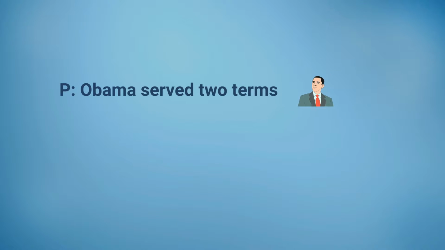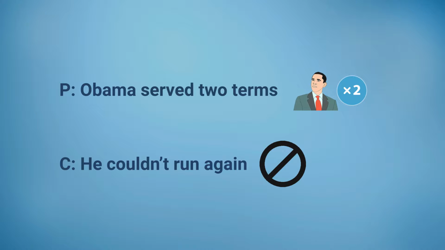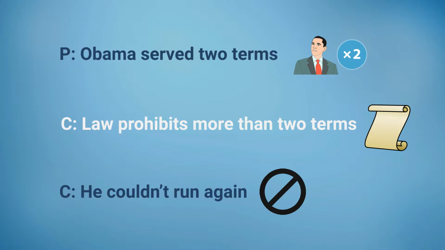Premise: Barack Obama served 2 terms as president. Conclusion: at the end of Obama's second term, he was not eligible for re-election in 2016. But to get from that premise to this conclusion, we actually need another premise, which is that the law prohibits presidents from serving more than 2 terms.